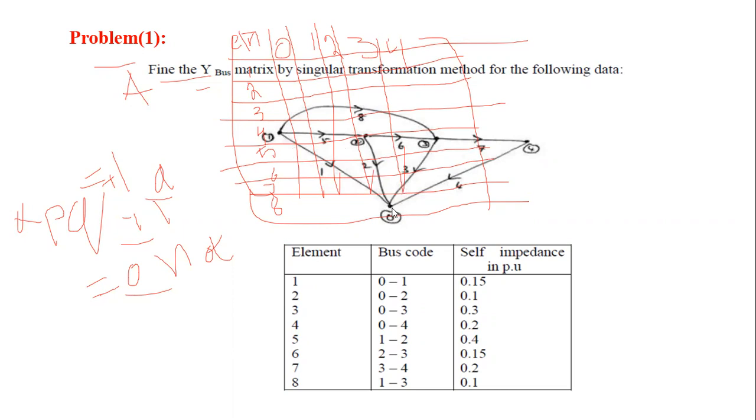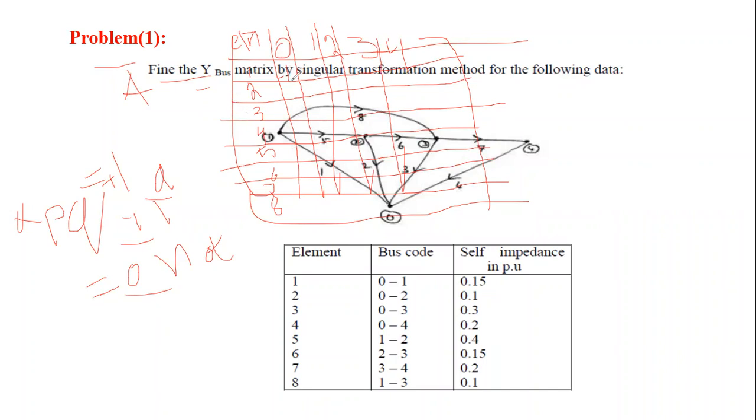Okay, first consider element 0. Element 1 is towards or away? It is towards. Towards means what sign will we consider? That is -1. The element 1 is away from the reference node, that is the 0. Towards means -1. The first element is towards the 0th node, so we consider it as -1.